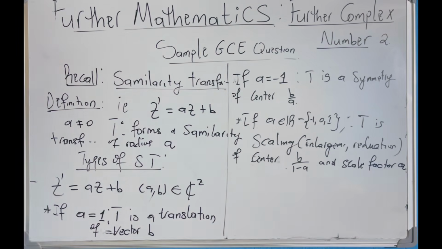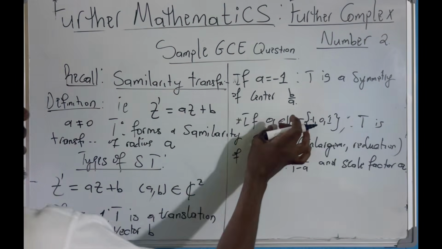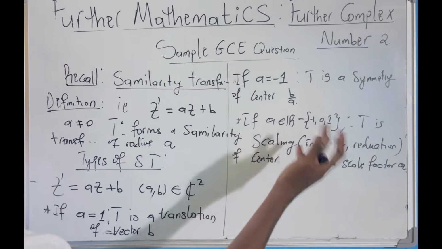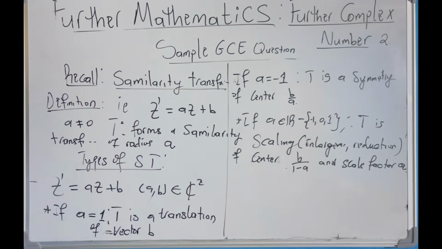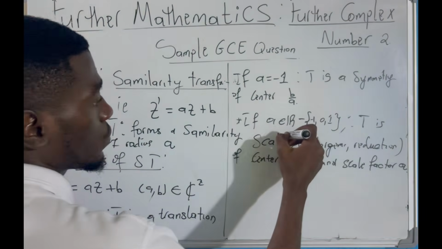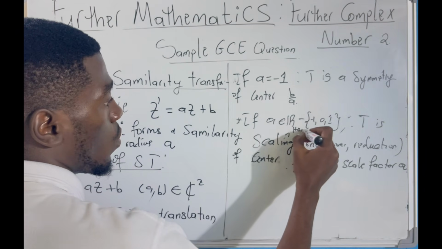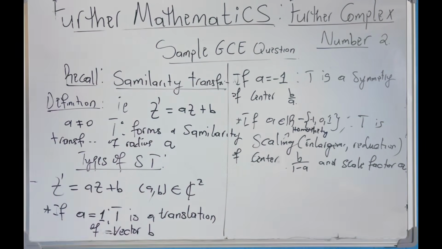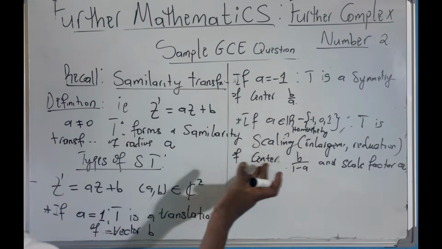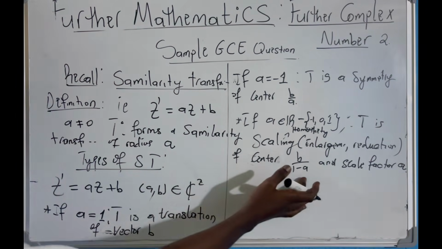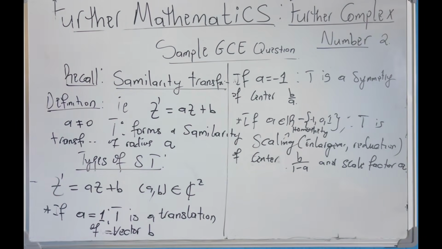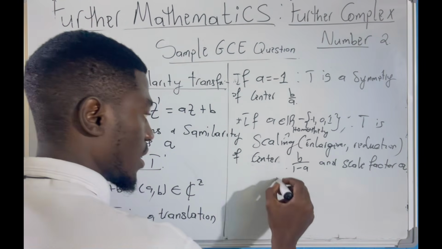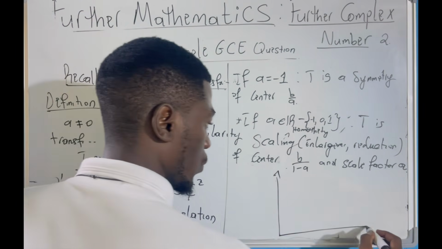That is it. So that is a geometrical interpretation when A takes maybe the value 2 or half. So it is a scaling, or it's a homothety. We can also talk about homothety. It's a homothety of center B over 1 minus A and scale factor A. Easy to retain.